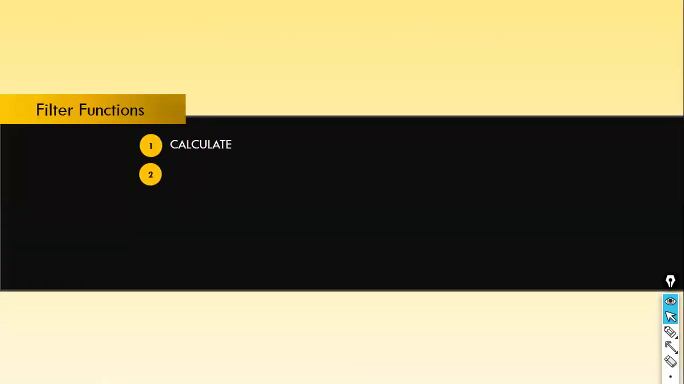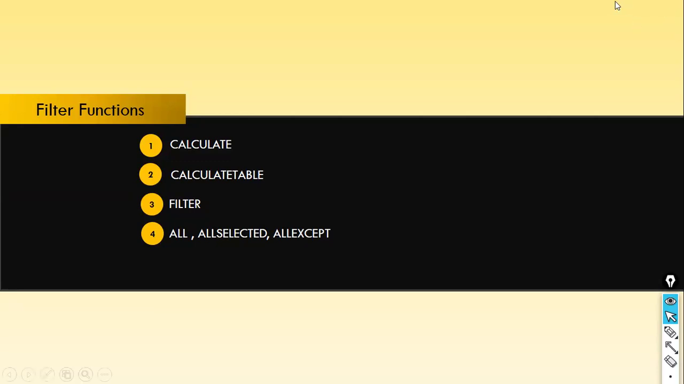The next one is the filter functions. This is a very important topic. I hope you understood what is initial filter context. You need to remember that. That is very much important. I will just stop here.